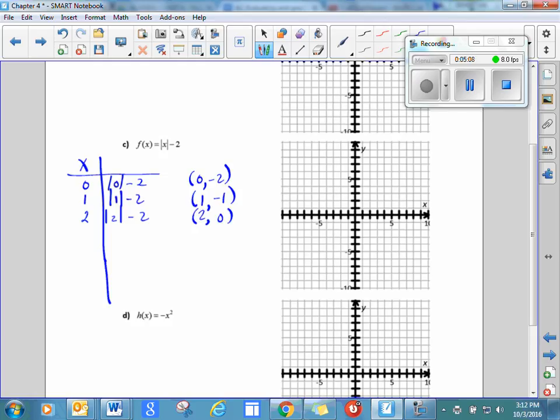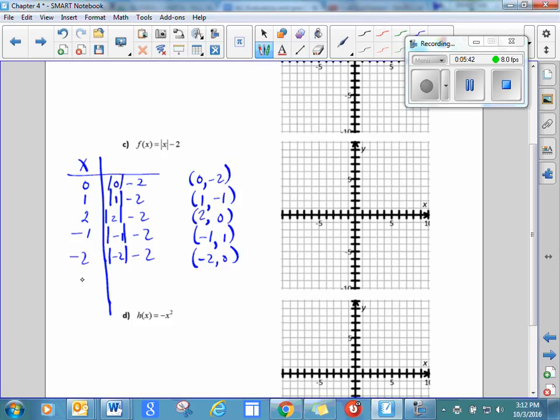And now I'm going to go over to the negatives, and I'm going to go negative 1. So the absolute value of negative 1 minus 2 ends up being the exact same thing as the absolute value of positive 1, because it comes out as a positive 1. So our ordered pair is negative 1, 1. And if you try negative 2, I think you'll see the same thing happens. Absolute value of negative 2 is positive 2, which is what we had up here. Minus 2 is 0.